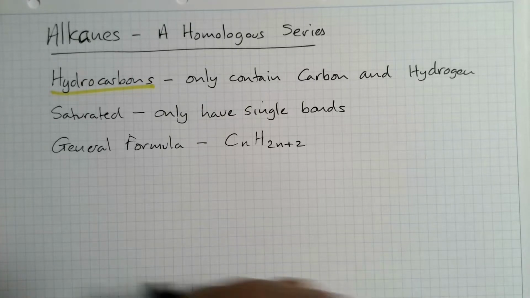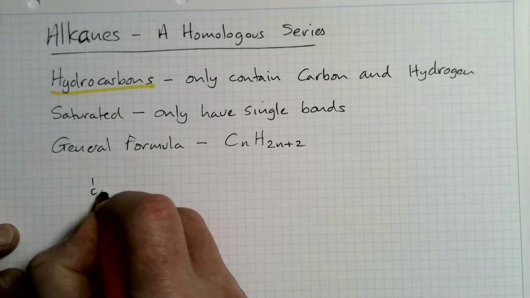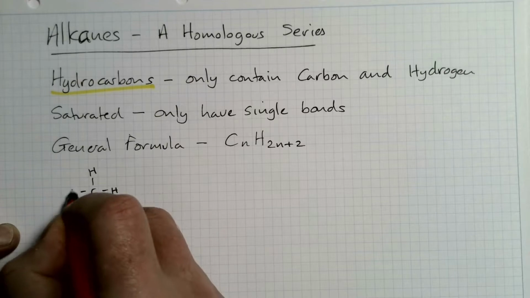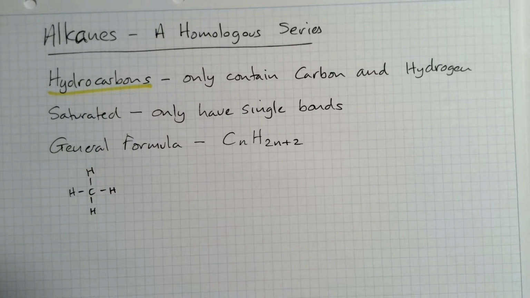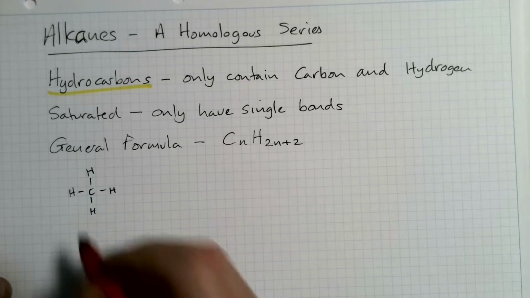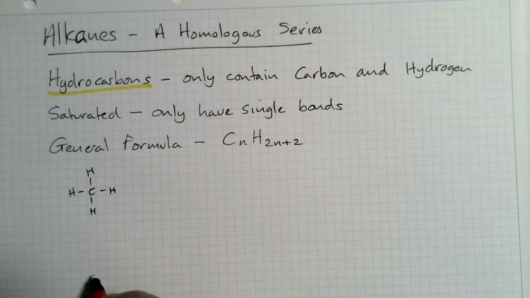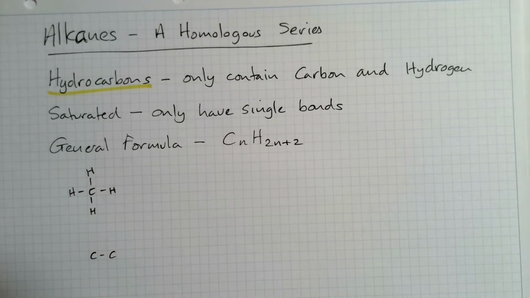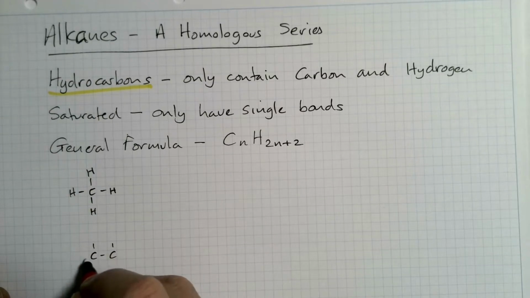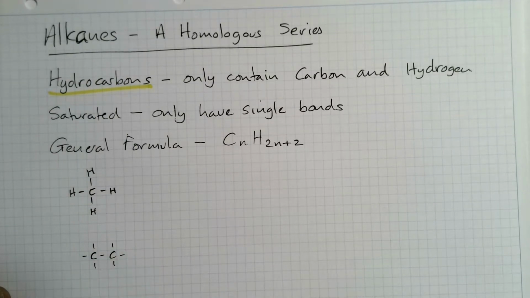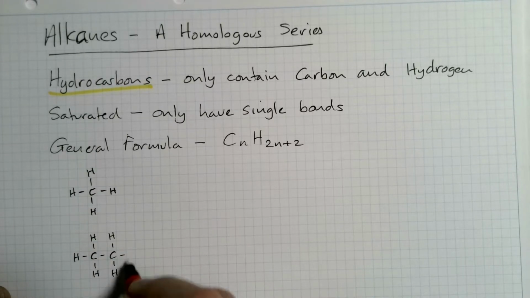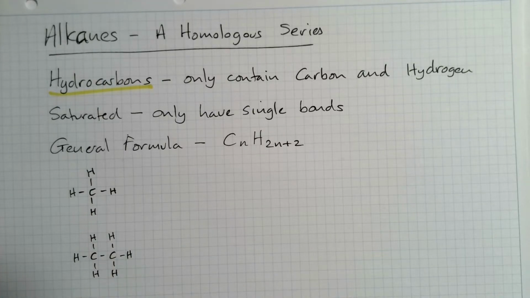So let's look at the simplest alkane. The simplest alkane is C, 1 carbon with 4 bonds, and those 4 bonds are attached to hydrogens. Couldn't be simpler. Okay, so let's have a look at our second alkane. This one has 2 C's, and they're joined by a single bond, and they have single bonds all around them that are attached to hydrogen atoms. We'll worry about the names of these things in another lesson.